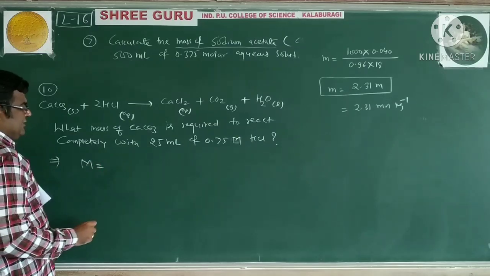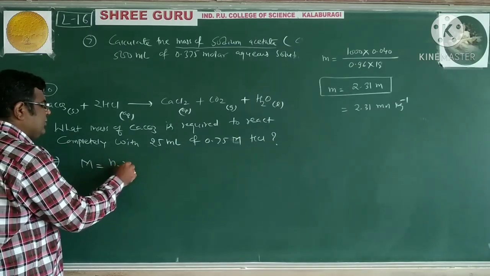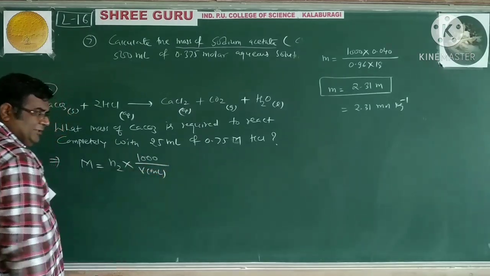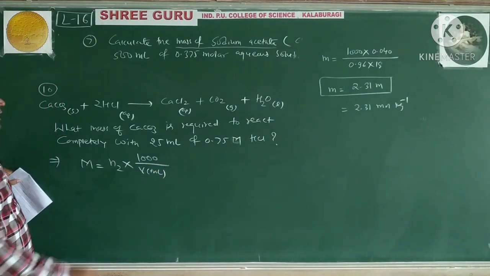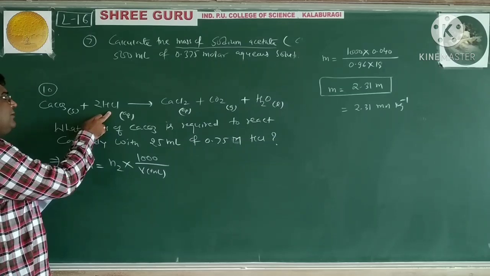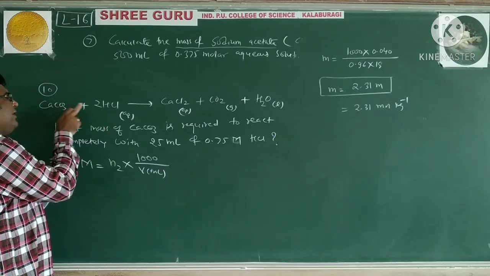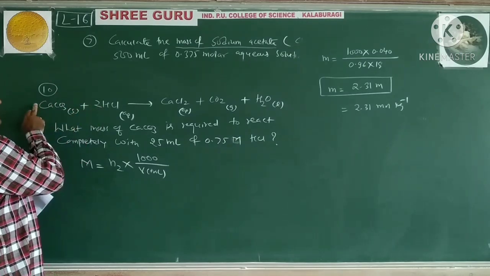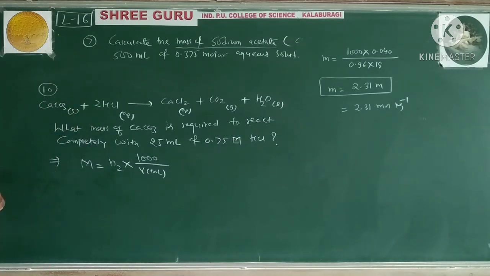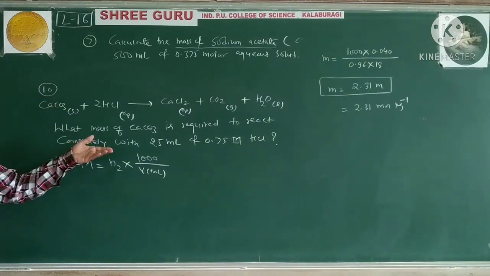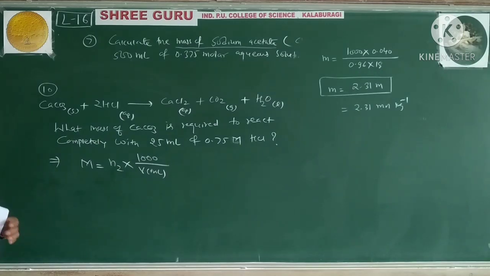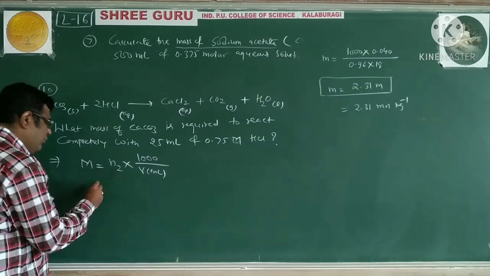We'll start with this. Molarity is equal to number of moles of HCl into 1000 by volume in milliliter. First we calculate number of moles of HCl, because number of moles of calcium carbonate is half number of moles of HCl, because here 2 is written and here 1 is written. Once we get moles of calcium carbonate, we can get the mass of calcium carbonate, because number of moles is equal to mass by molar mass.